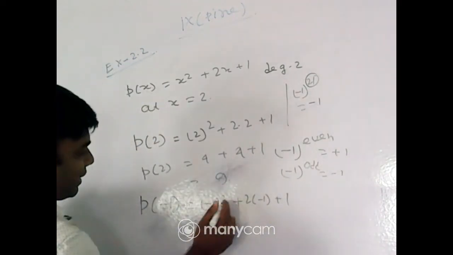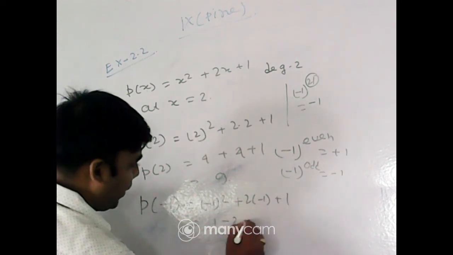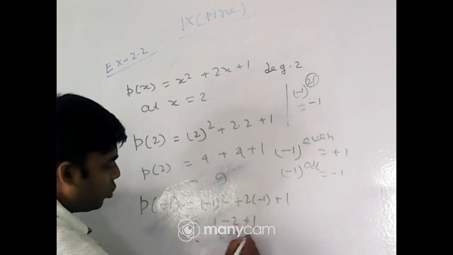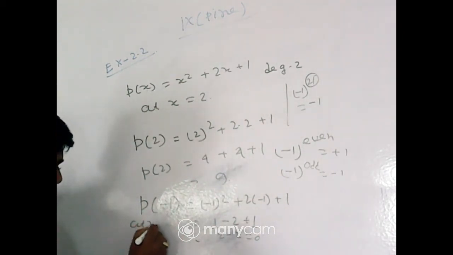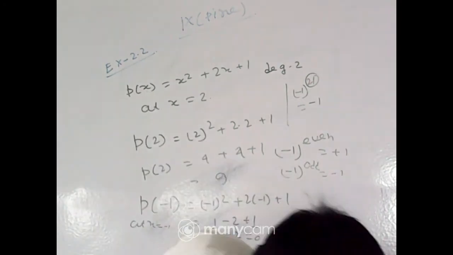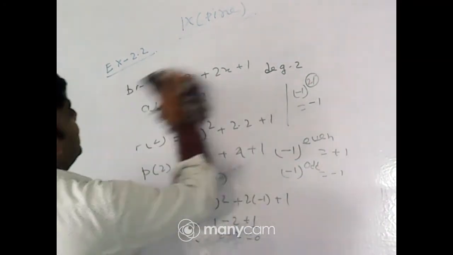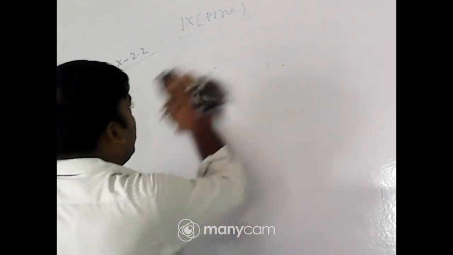So, minus 1 squared is even power, so plus 1. 2 into minus 1, that is minus 2. Plus 1. So, 1 plus 1 is 2, 2 minus 2 is 0. At x equal to minus 1, the value of P(x) is equal to 0. In this way we will solve the question. Okay, got it everyone? How to find the value of a polynomial?